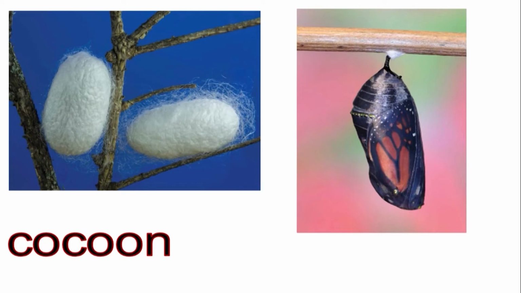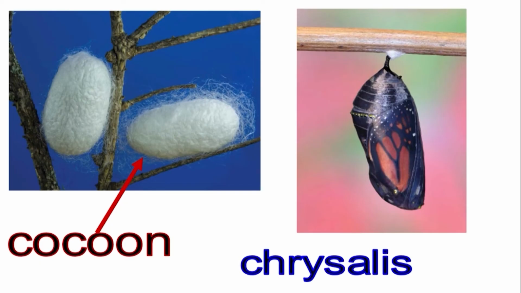Inside the shell-like covering, the pupa transforms, or changes. It changes into something that looks altogether different than before. Some insects have a soft cocoon for the pupa stage, and some, like the butterfly, have a harder case that is called a chrysalis. And there you will see a picture of a cocoon and a chrysalis.